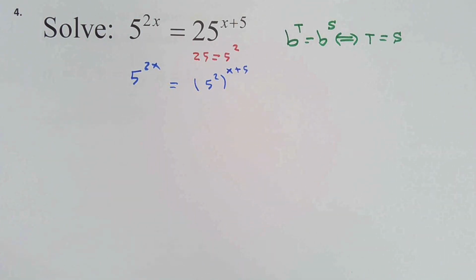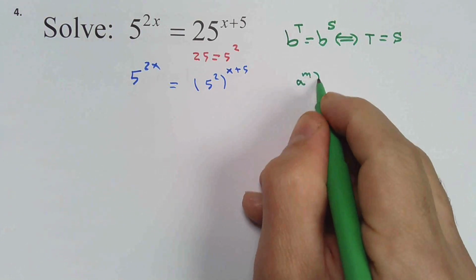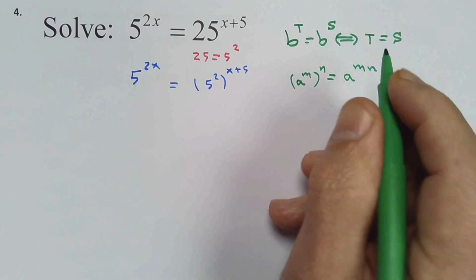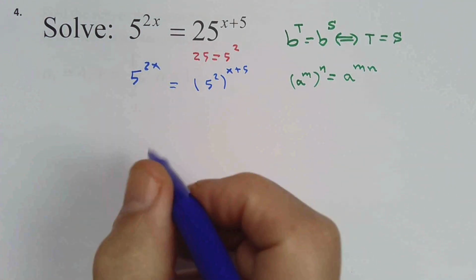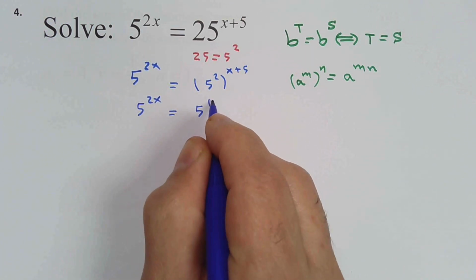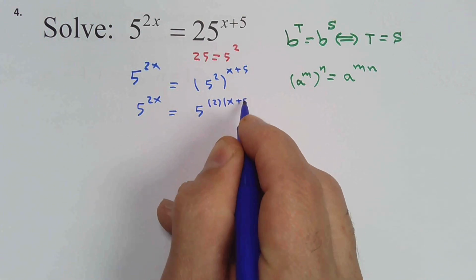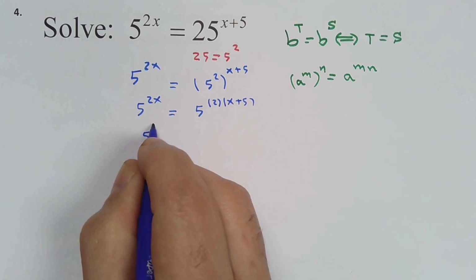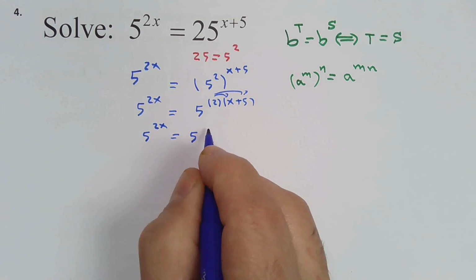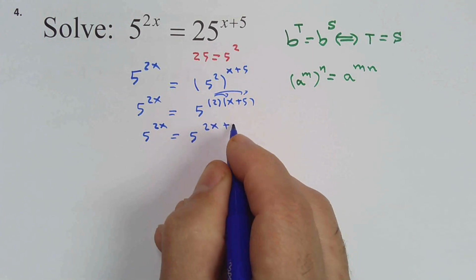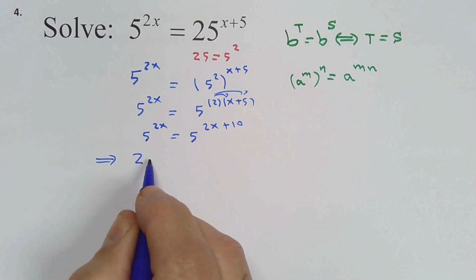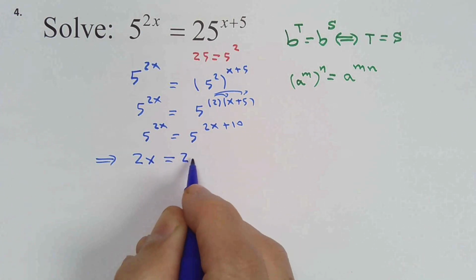The other formula that I'm going to apply says a to the power m to the power n equals a to the power m times n. So we have 5 to the power 2x equals 5 to the power 2 multiplied by x plus 5, meaning 5 to the power 2x equals 5 to the power 2x plus 2 times 5, which is 10. Now let's apply this formula. This implies that 2x equals 2x plus 10.